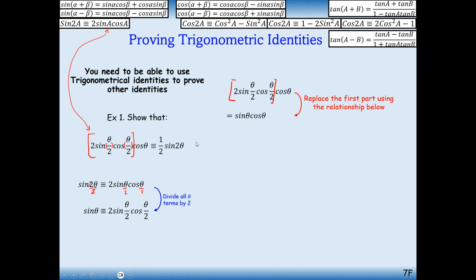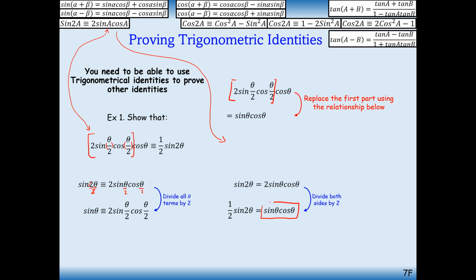Well, with the same formula again, if we take this double angle formula for sine and divide it by 2, basically putting a factor of a half in front of both sides, like so. If we divide both sides by 2, we'll end up with what we have in our working out so far. So sine theta times cos theta is simply equal to half of sine 2 theta here.